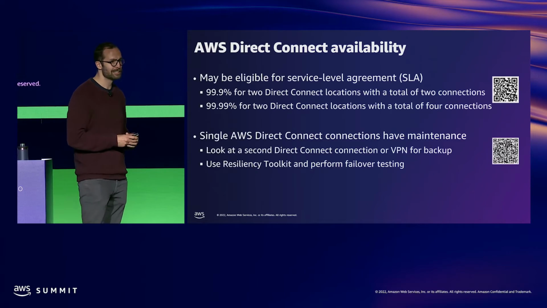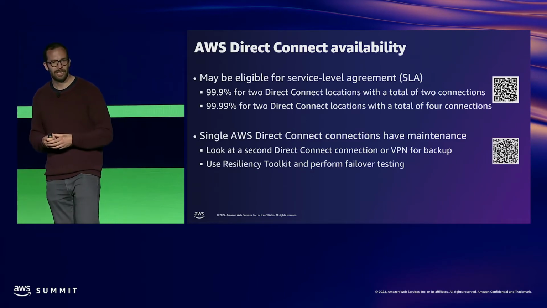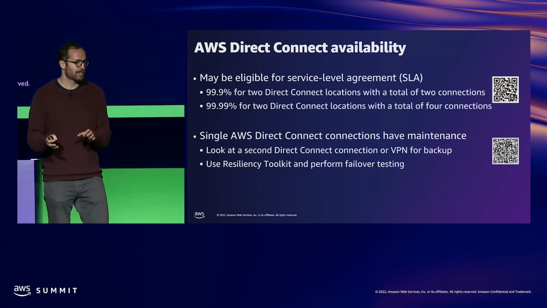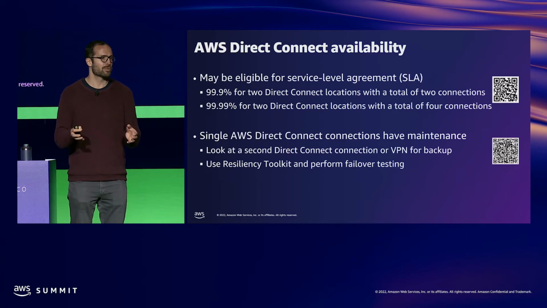And then again, a single Direct Connect connection is not a resilient way to connect. Ideally, you want to have other Direct Connect connections, but VPN could also be a backup option that's sufficient, but we wouldn't recommend it for highly critical scenarios.